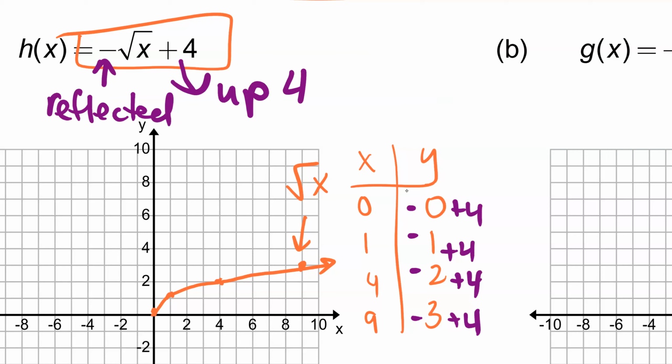So my new coordinates. I'm not shifting it horizontally at all. So the y values are 4, 3, 2, and 1. I have points at (0, 4), (1, 3), (4, 2), and (9, 1).